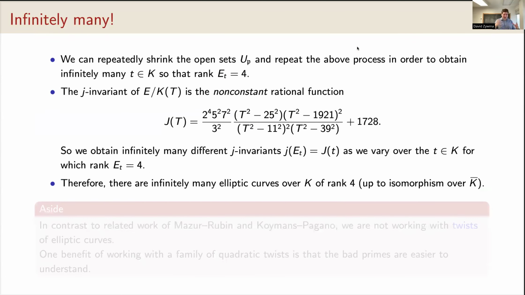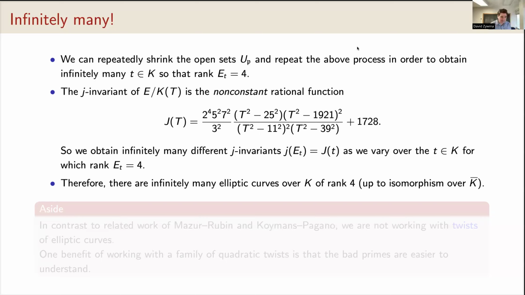Well, what you have are these constraints. And so you can take these constraints and you can shrink them small enough so that it rules out the T you already had. And then repeat the process and you'll get another T for which the elliptic curve E_T has rank 4. And so you can just keep repeating and you'll get infinitely many elements of K for which the corresponding elliptic curve has rank 4.